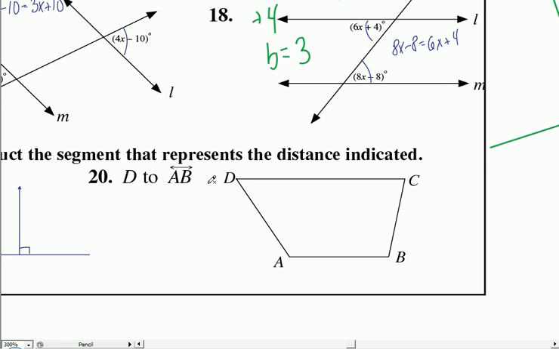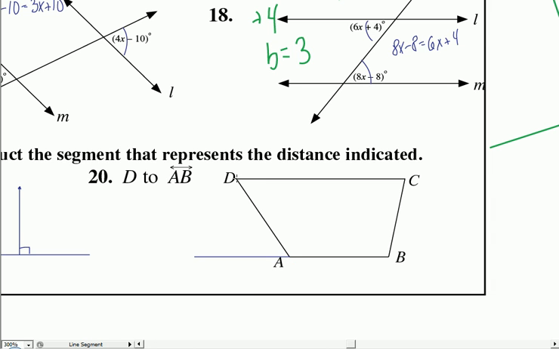Look, from point D to line AB. From D to AB. Now watch. Am I going to go like that? That's right. You're going to have to take AB, and you're going to have to extend it, aren't you? So you got to extend that out. And now I can go from D to AB.